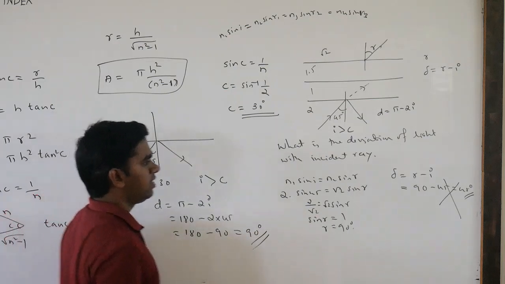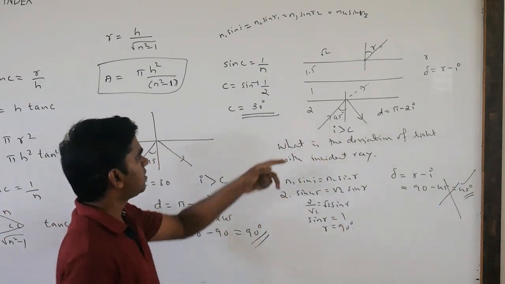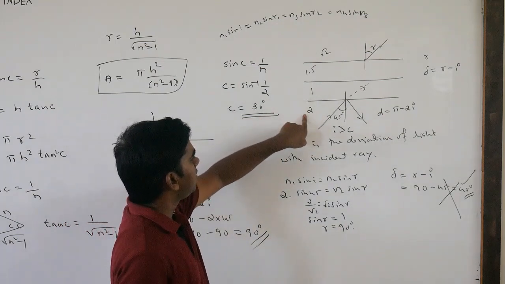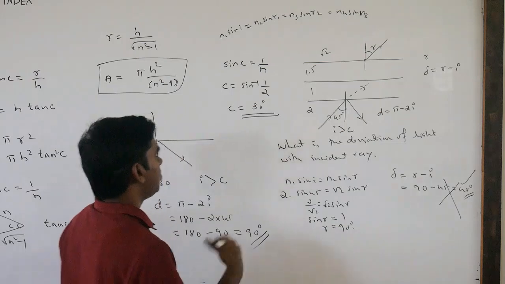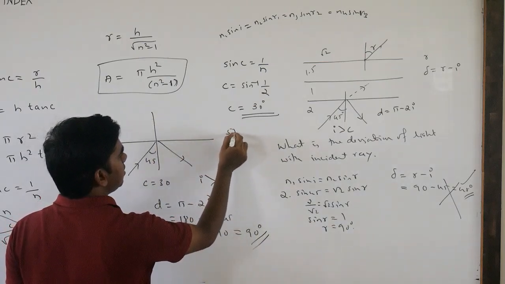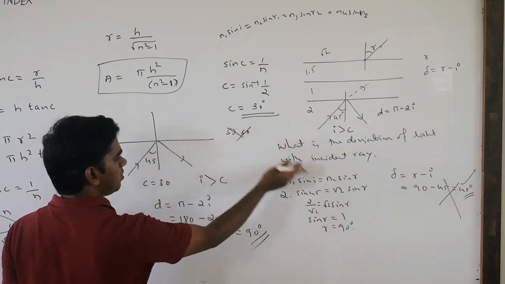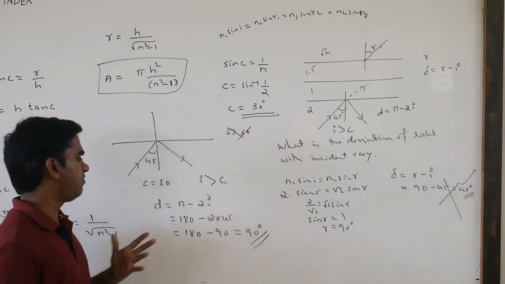90 degrees. Initially we got the deviation as 45, but we did not concentrate on the refractive indexes of these two mediums. Okay. So we have to check. Suppose by chance we get the critical angle as some 53 or 60 like that, then we can go with the first method and the ray will refract. But here the ray is reflecting.